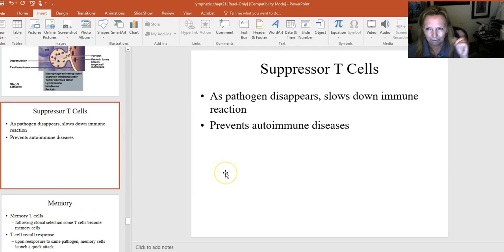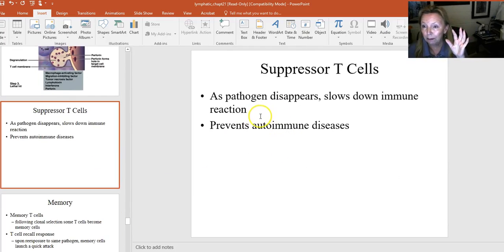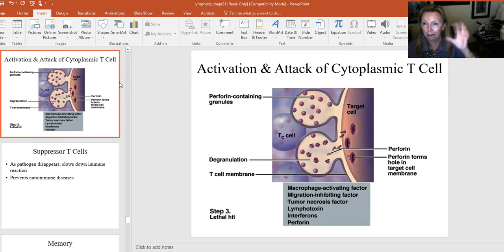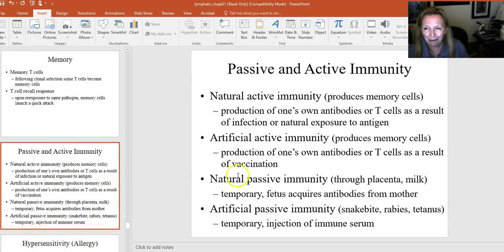Now, I had talked about suppressor Ts too, and playing a role in helping to prevent autoimmune disease, because suppressor Ts are limiting the collateral damage that is going on when all this combat is happening in the body. So please know that as well. And we do have memory.